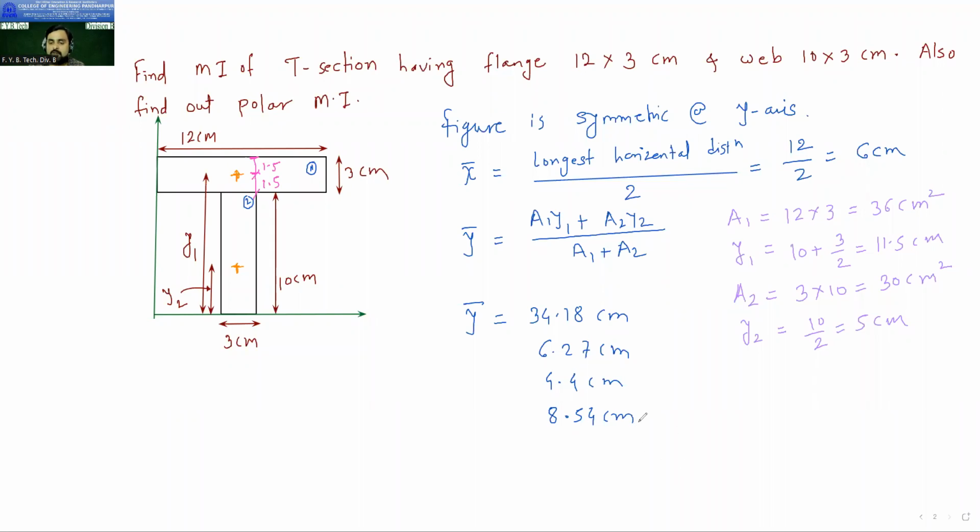8.54. Okay, so the majority is with 8.54. So others, please do check the answer. Here also in my notes, it is 8.54. Okay.